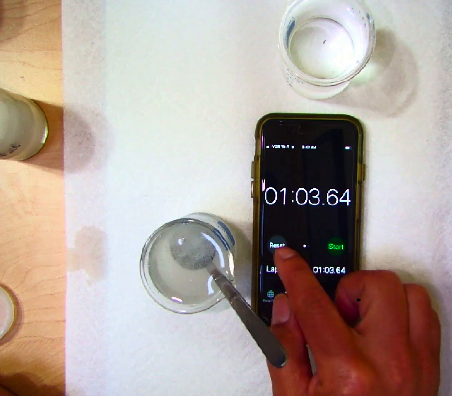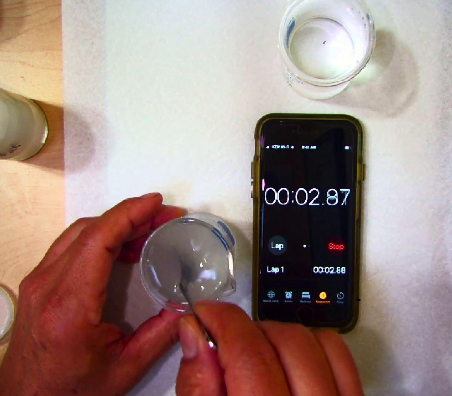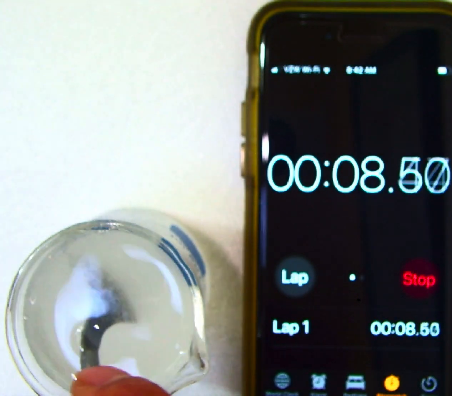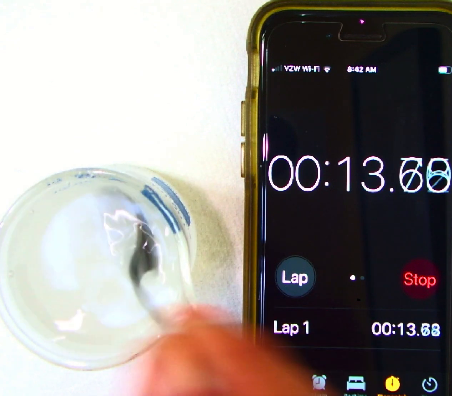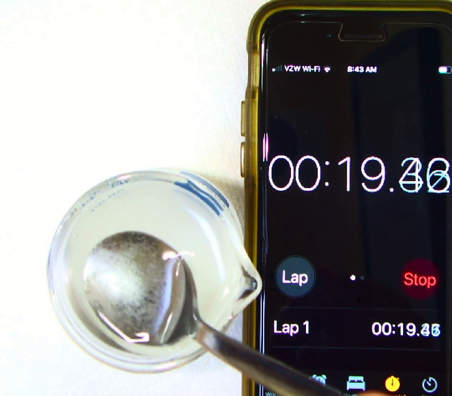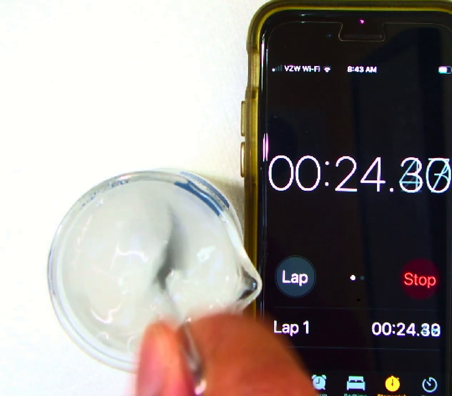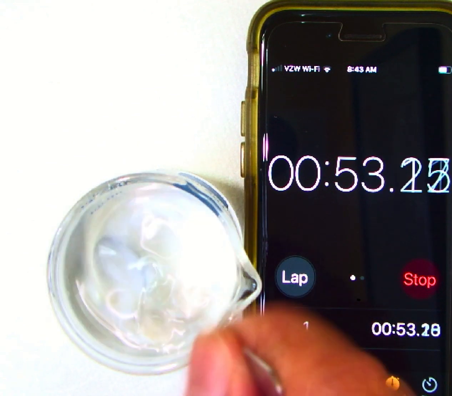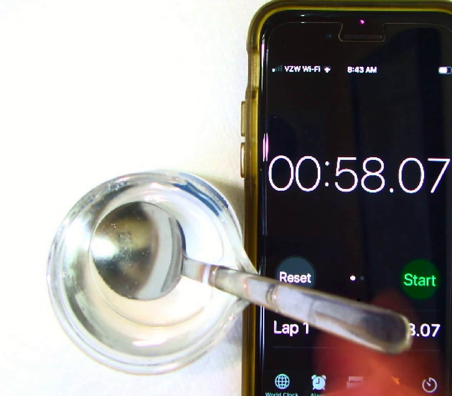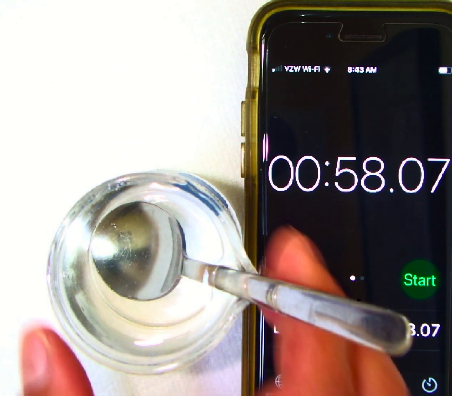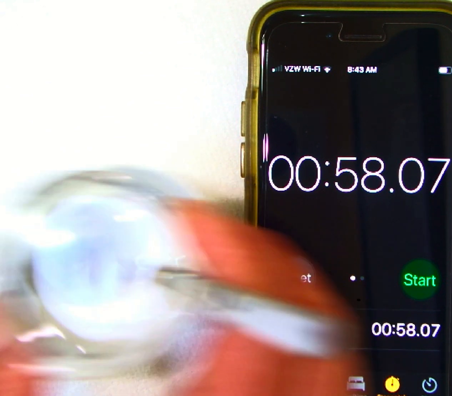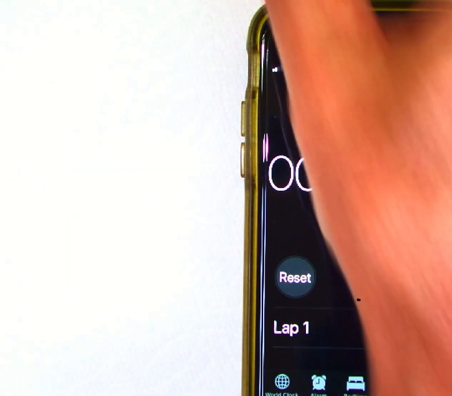We'll start the timer. There's still a lot of sugar down there. Still pretty cloudy. See the sugar crystals still. Well, this one's pretty much dissolved now, so we'll stop it there. That one took about 58 seconds. The first one took 1 minute and 3 seconds, so 63 seconds for the first one, 58 for the second one. We'll put that aside, and then we'll do our third one here.